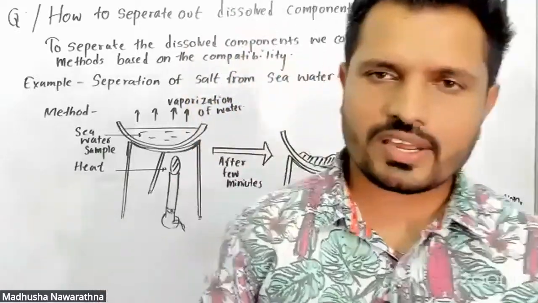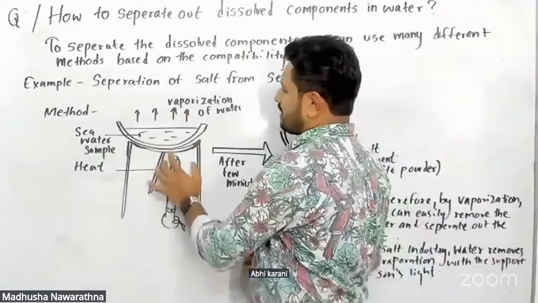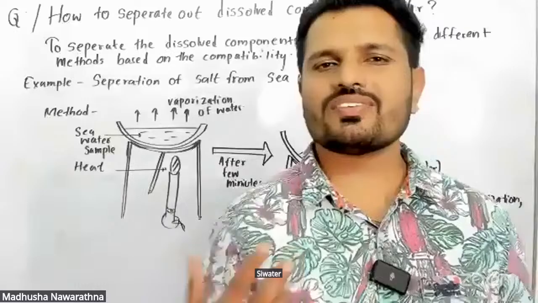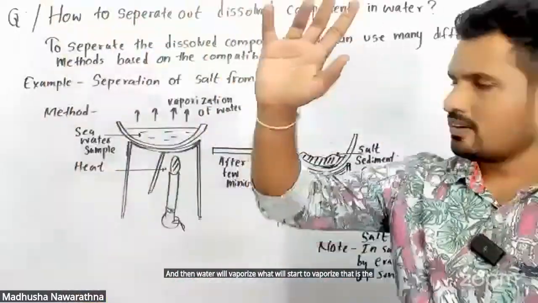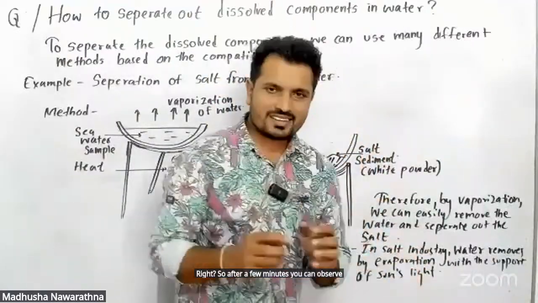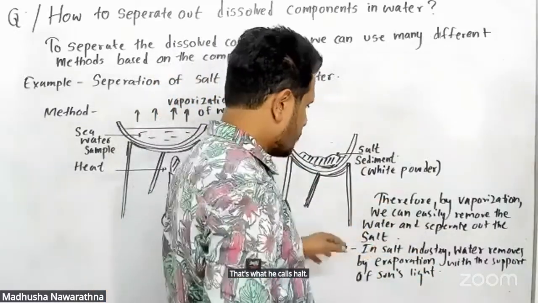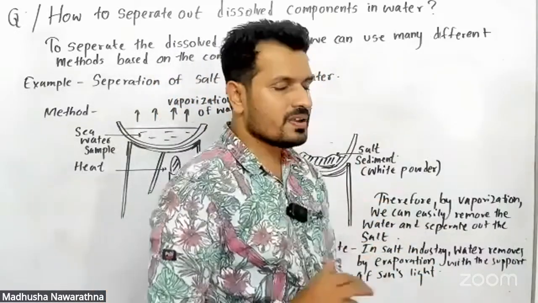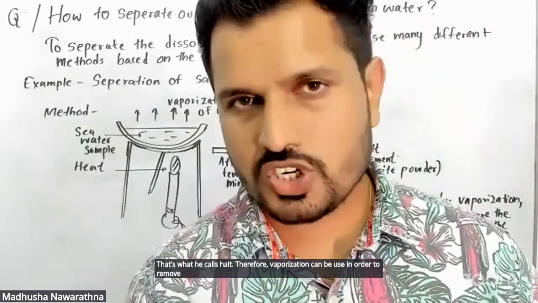But in the laboratory we cannot use sunlight. What we do is put some sea water in, heat it, and then the water will vaporize. Water starts to vaporize at its boiling point. After a few minutes you can observe a white colored sediment. That's what we call salt. Therefore vaporization can be used to remove water content from a mixture very easily.